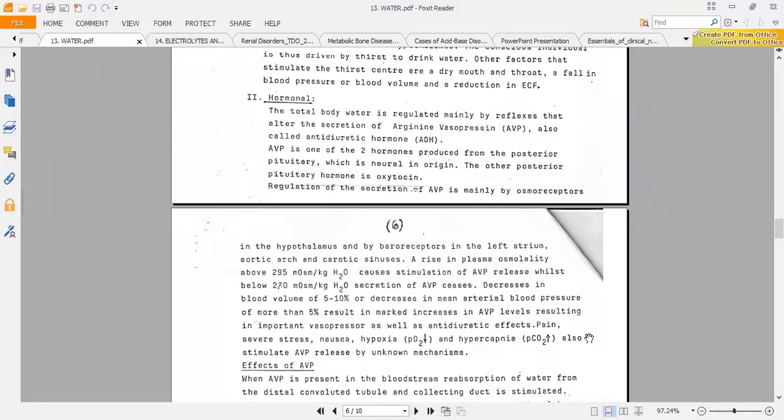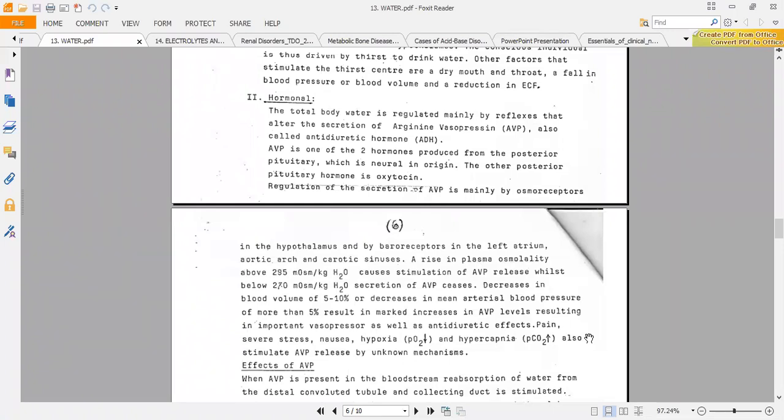ADH is released when the person's osmolarity is high. If your osmolarity is high, it means that the concentration of the ions is high, so you would like to dilute them and bring them back to normal. So ADH is released when the osmolarity is high. That is the most important factor that causes ADH to be released, but there are some other factors too, like pain.